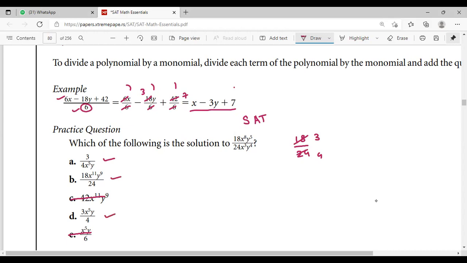And then the next one is x to the 8 divided by x to the 3. So it would be subtraction of exponents and we'll have x to the 5. Okay. So yeah, this is cancelled and this is cancelled. So D would be the answer, right? Yes, ma'am. Okay.